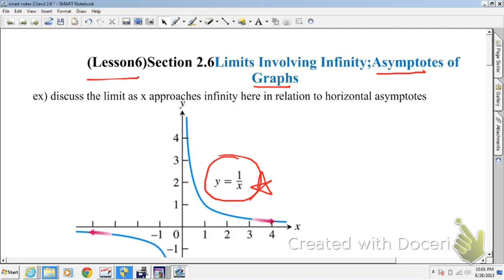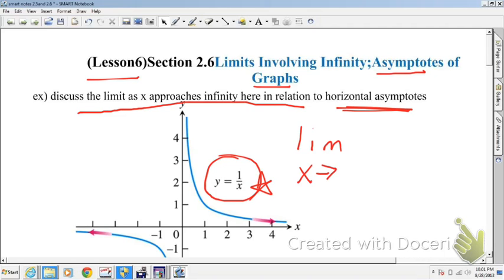Rather than just discussing its asymptotes, I'd like to look at the limit as x approaches infinity here in relation to horizontal asymptotes, see if we can sort of surmise something. So let's take a look at the limit as x approaches infinity, and I'm just going to write here of f of x. Tell me what you think that is. So I'm coming out all the way out, x is growing and growing infinitely large, and what's happening to those y values? They're getting smaller and smaller and smaller. So that would be 0.